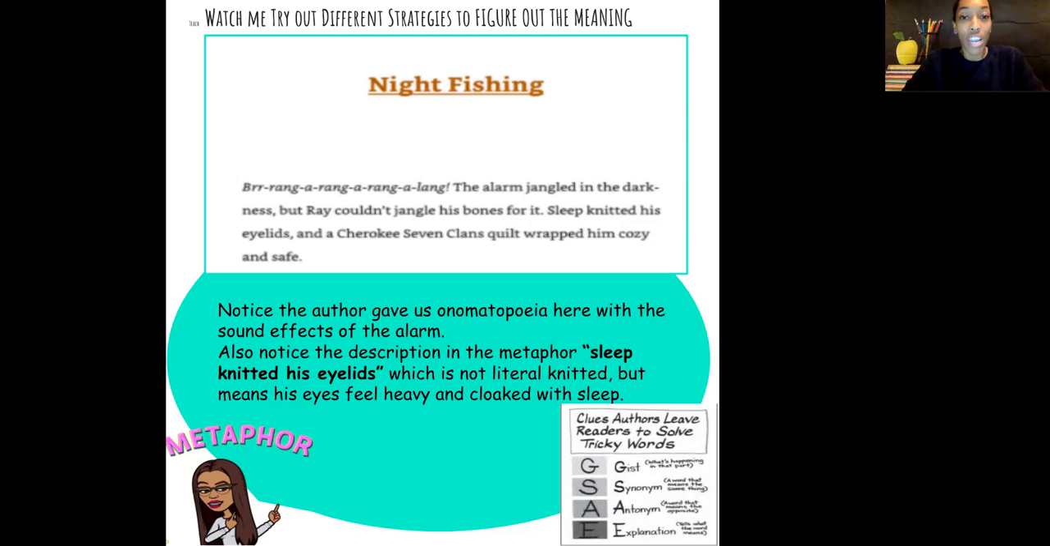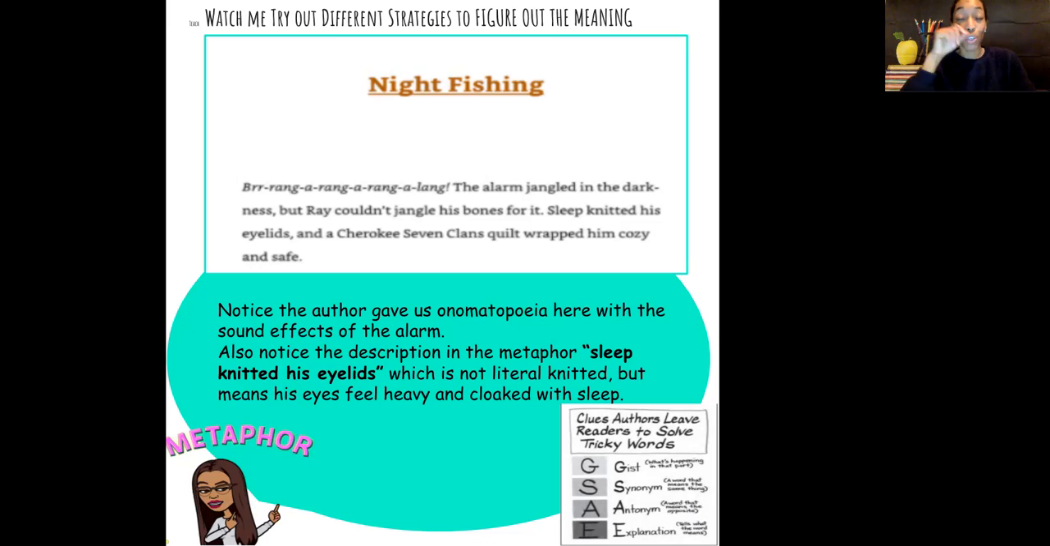Bring-a-ling-a-ling. The alarm jangled in the darkness, but Ray couldn't jangle his bones for it. Sleep knitted his eyelids, and a Cherokee Seven Clans quilt wrapped him cozy and safe.